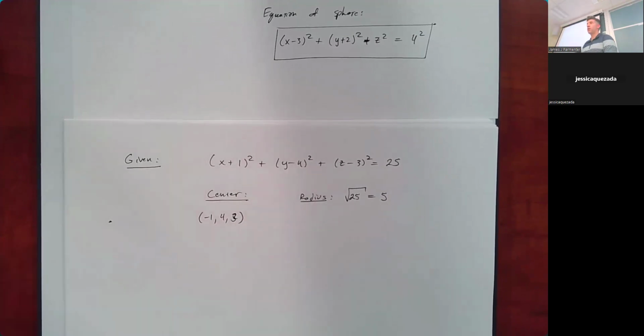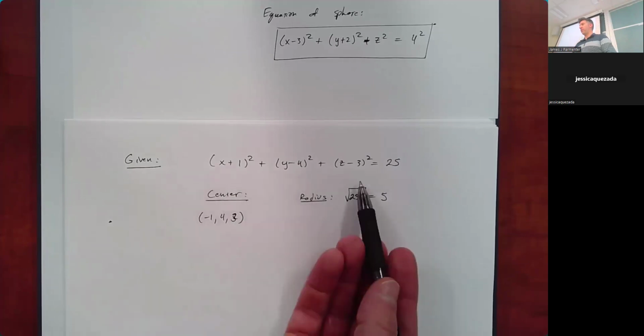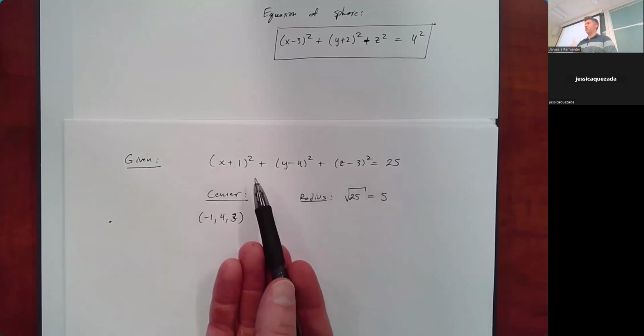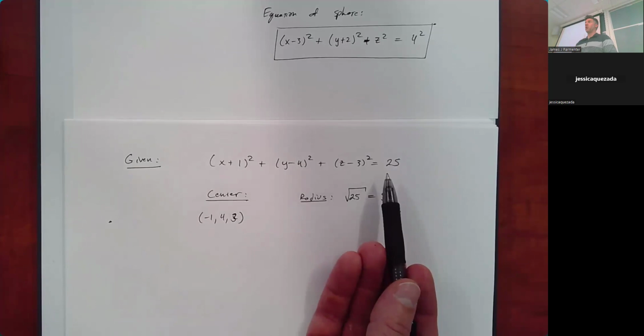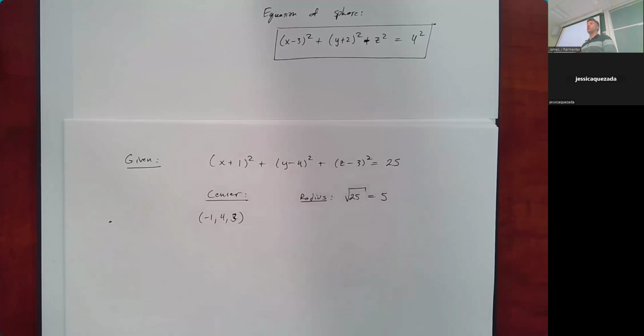That's your center. I should also mention the center is not a point on the sphere. It's certainly an important point. We care about it a lot. But if you plug in (-1, 4, 3), what's the left-hand side of this equation going to be equal to? 0. And 0 is equal to 25? Definitely not. So worth noting, the center of the sphere is not a solution to this equation.